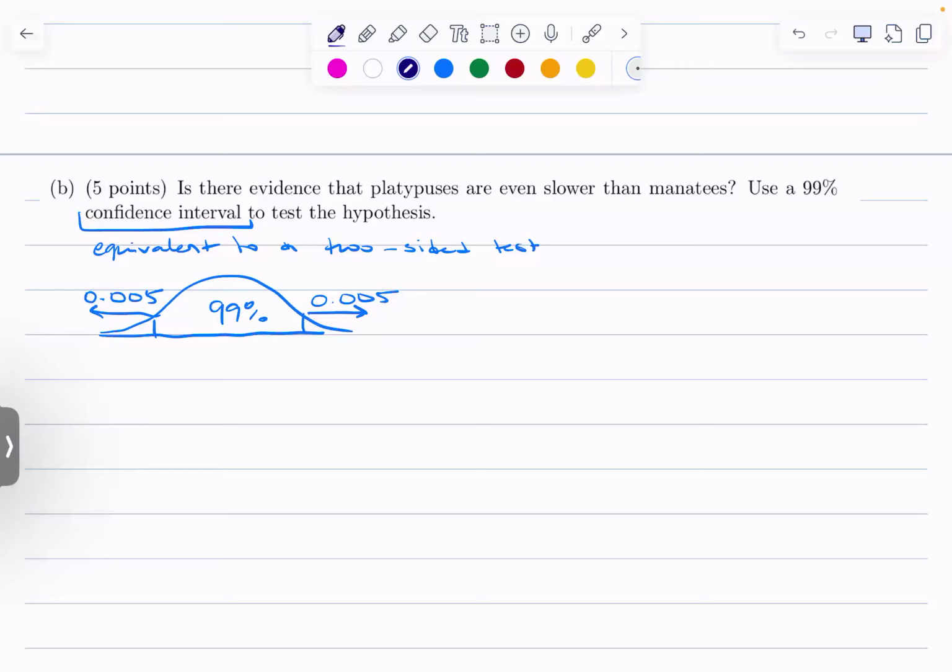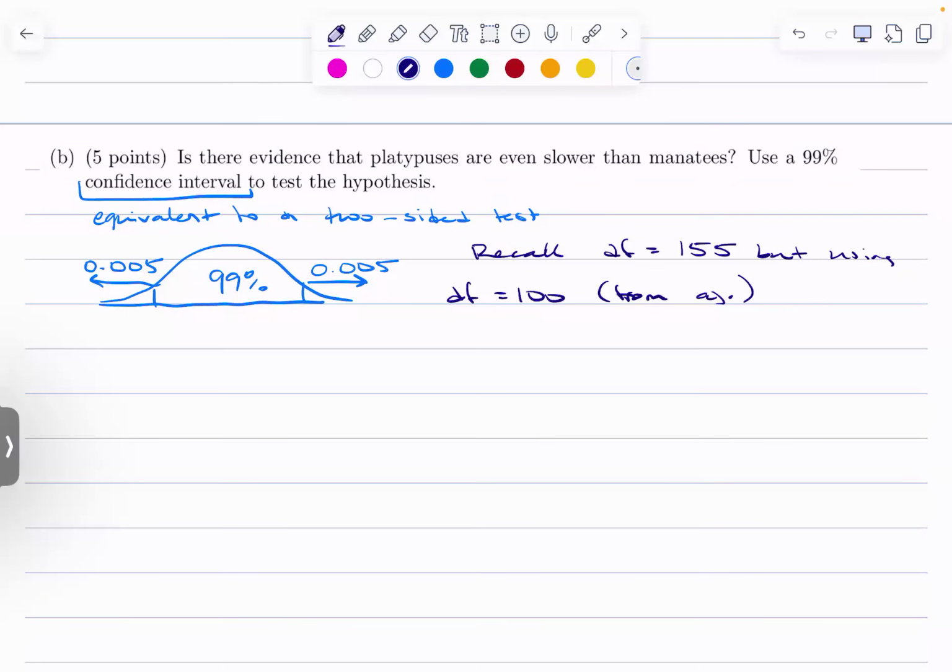Can I, in the interest of time, say, recall that the degrees of freedom is 155, but using 100? From part B or from part A? Because we need our degrees of freedom to find our T star, our critical value.